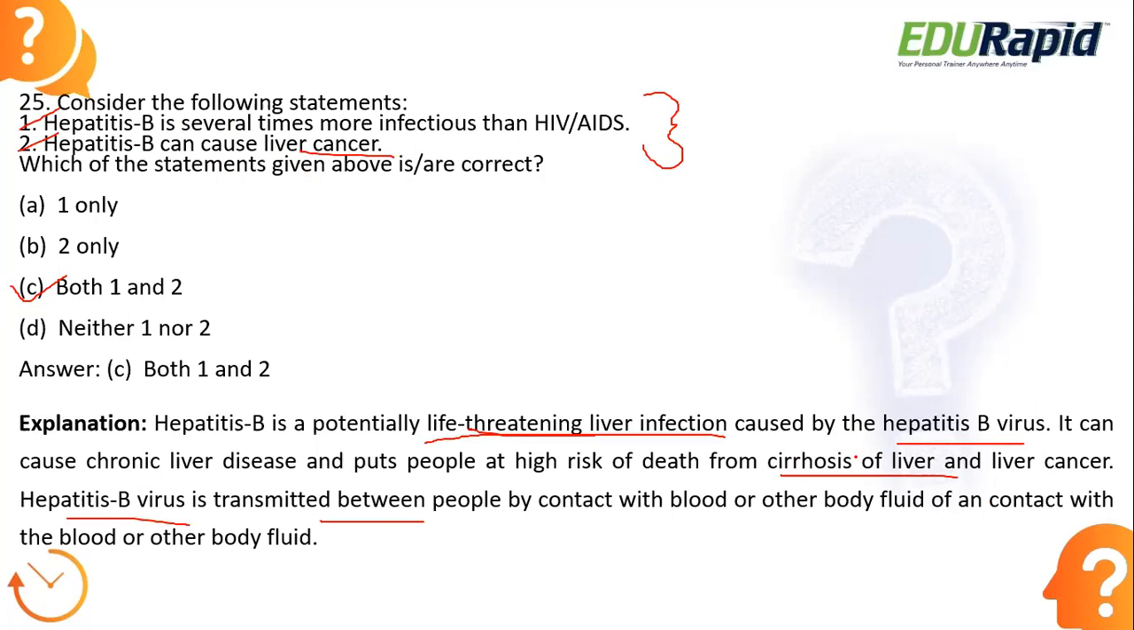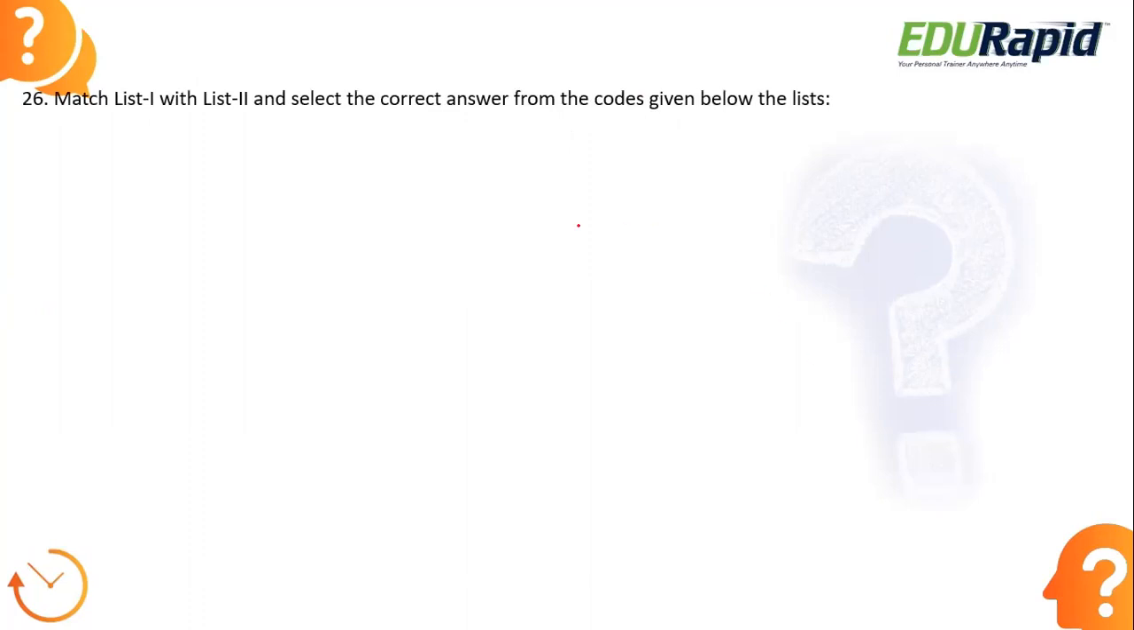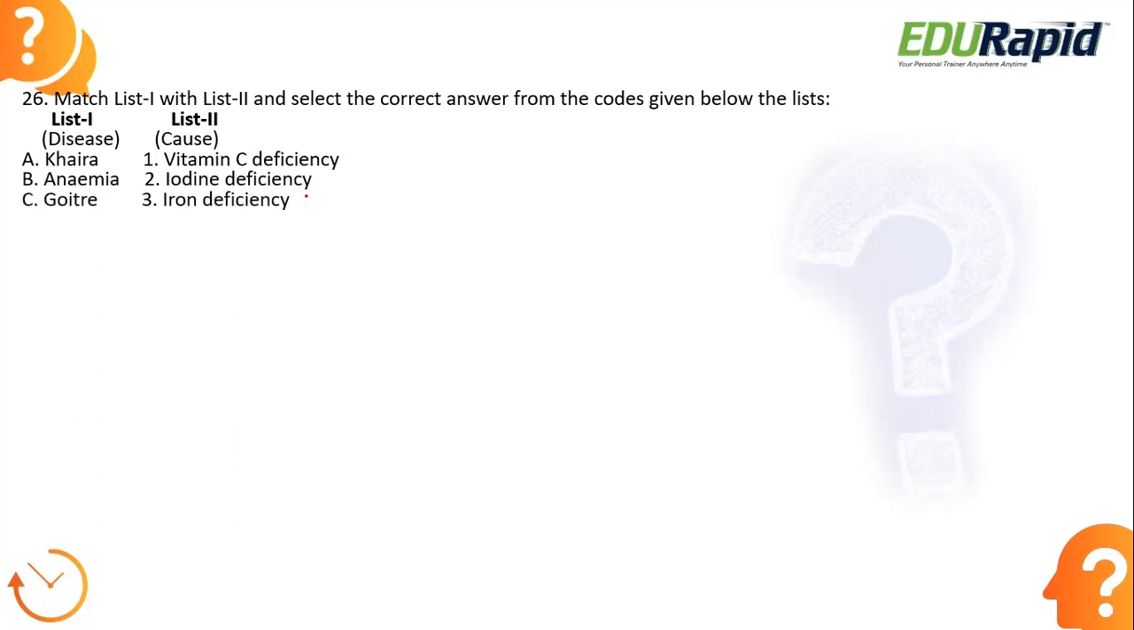Next question. Match list 1 with list 2 and select the correct answer from the codes given below the list. Under list 1, we have a disease. Under list 2, we have a cause. The first one that we have here is Khaira, with the cause vitamin C deficiency. Under list 1: anemia, iodine deficiency, goiter, iron deficiency, scurvy, zinc deficiency. So options are option A, 1, 2, 3, 4. Option B, 2, 1, 4, 3. Option C, 3, 4, 1, 2. And option D, 4, 3, 2, 1.